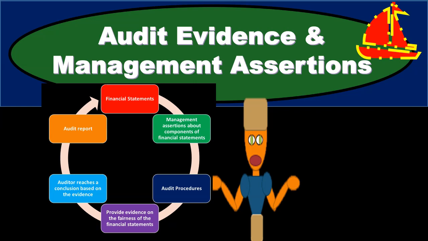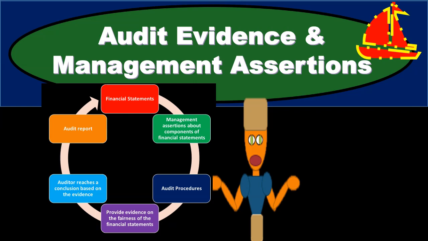In this presentation, we will discuss audit evidence, types of audit evidence, and management assertions. As we go through the audit, we'll recall that the objective is to give an opinion on the financial statements and whether or not they are in compliance with some set of standards such as generally accepted accounting principles. To do that, we're going to pick up audit evidence and we're going to document that audit evidence.